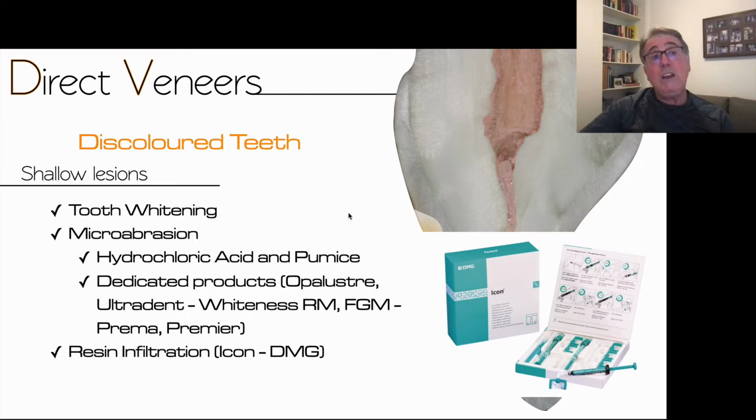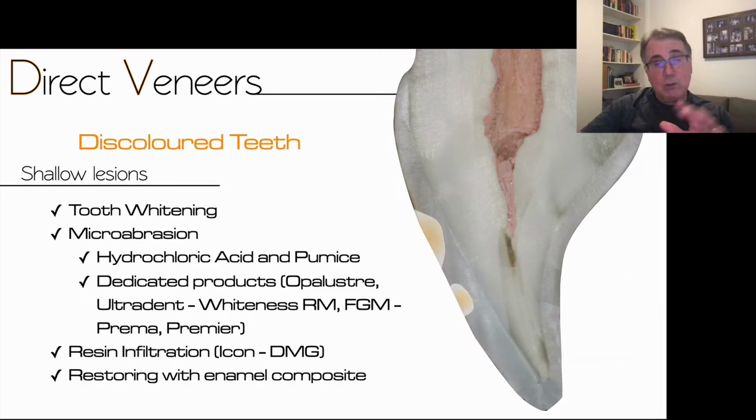Okay, so when you have a shallow lesion, it's easier for you to address that. But also, even though it's a shallow lesion, if none of that works, you can remove a little bit with a burr and then do an enamel composite restoration. Okay, so these are the protocols for shallow lesions.